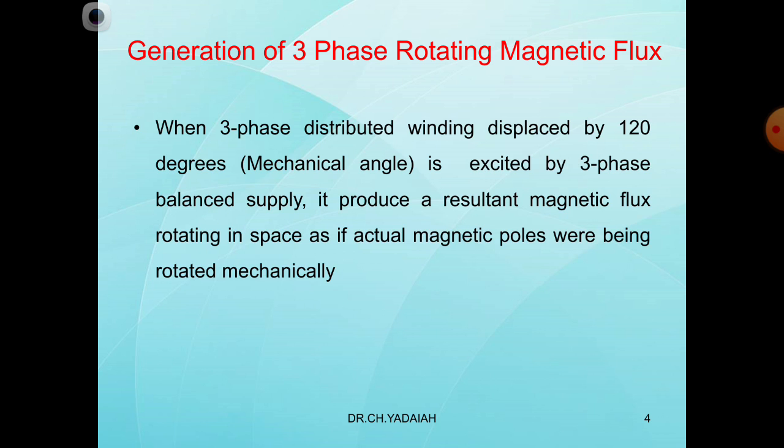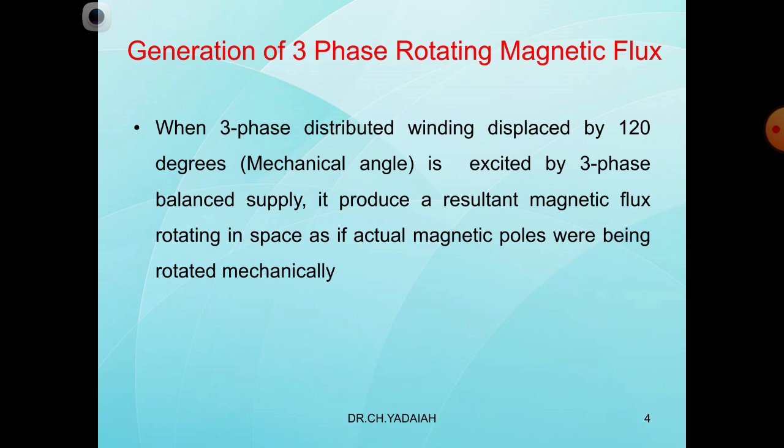Once it moves near synchronous speed, then what happens? Now DC supply is given to our rotor. Then a permanent magnetic field is established on the rotor with the help of the external DC supply given to the rotor through the slip rings. So now it is running near the synchronous speed.